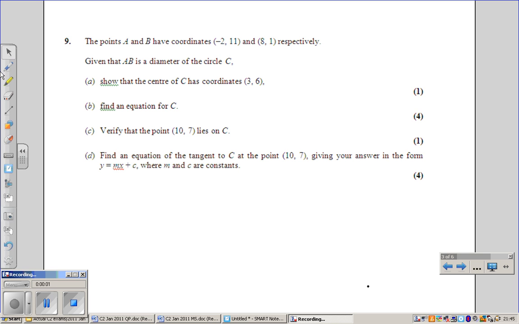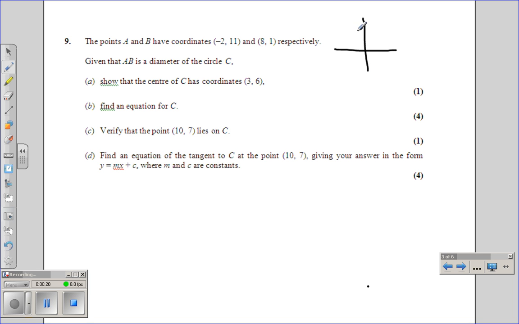Right, question 9, coordinate geometry. The points A and B have coordinates this and this respectively. Given that AB is the diameter of the circle, show that the centre has coordinates (3, 6). If in doubt, draw a sketch. If you know what to do for 1 mark, just do it. If you're ever in doubt, do a little sketch.